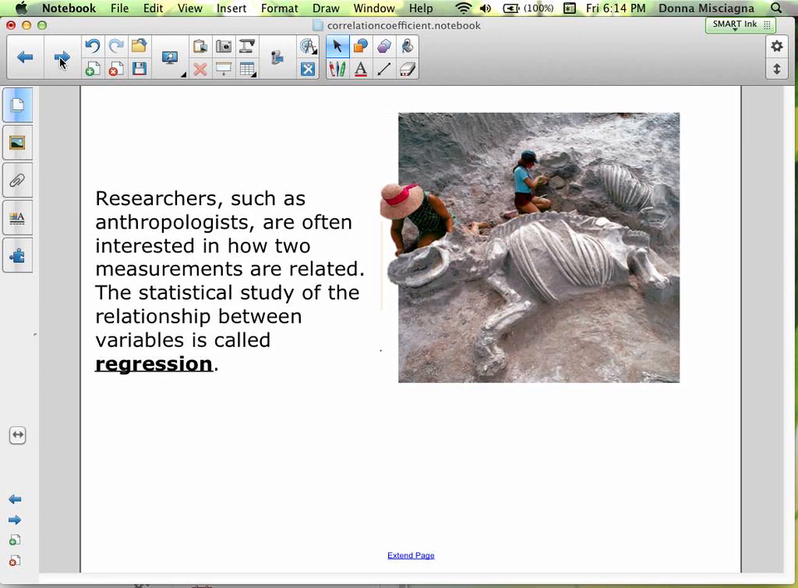So researchers, such as anthropologists, are often interested in how two measurements are related. The statistical study of the relationship between variables is called regression. That is the first vocabulary word in your notes, so fill in this word in your notes.